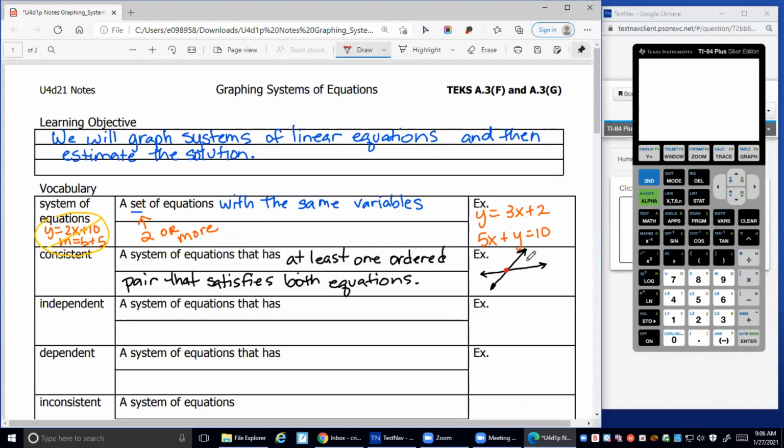That would be the point. So this is what we call a consistent system. So basically a system of equations that has at least one ordered pair that satisfies both equations. So you got to have at least one. You could have two.